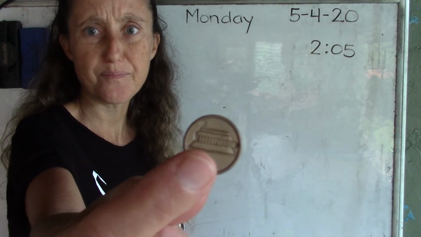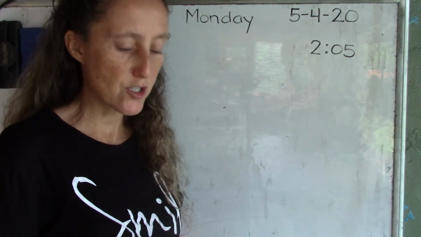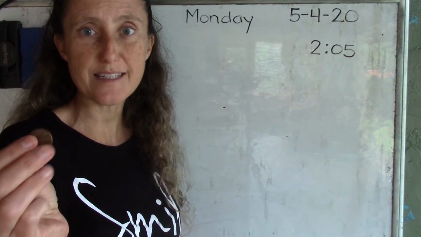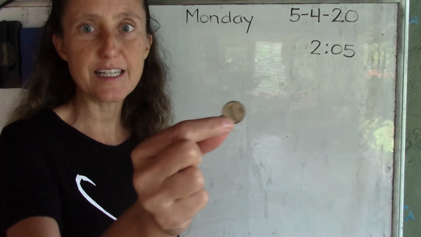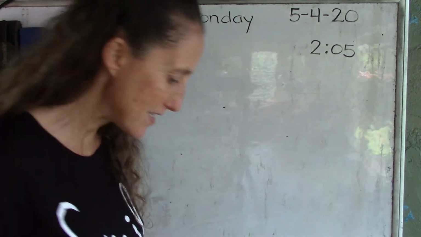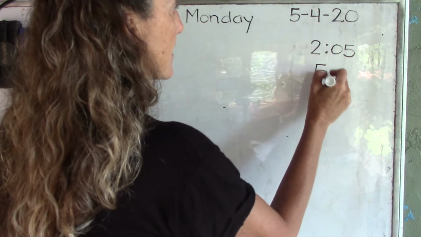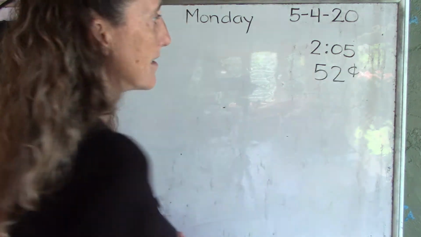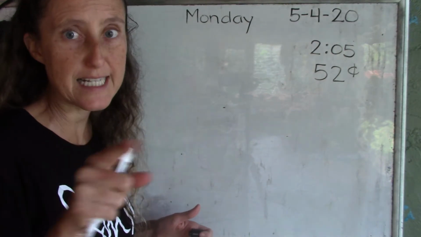And then I also have these. What are these? Pennies. They're worth 1. So I have 2 of those, 2 pennies. So I have 50, 51, 52. I have 52 cents, and I just write it like this. 52 cents.